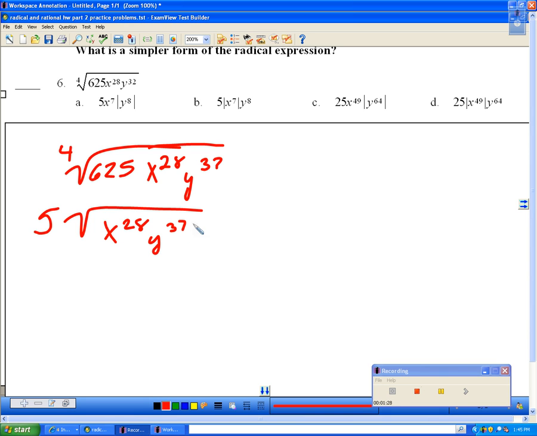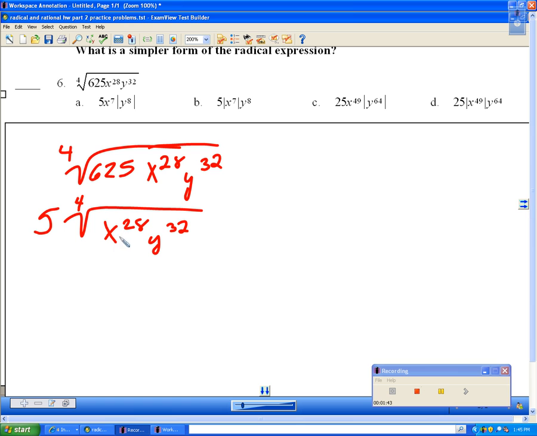Now, I don't know why my 2's keep looking like 7s. Sorry about that. And the reason that I use just the positive 5 is because in our original problem there is no negative out here, which is implying that they want the positive root. Remember that every even-numbered root has 2 roots, both a positive and a negative one. The fact that there's no negative out here implies that they're asking for the positive root.